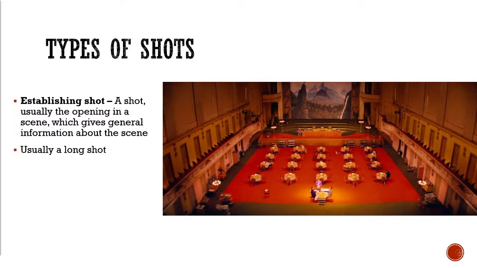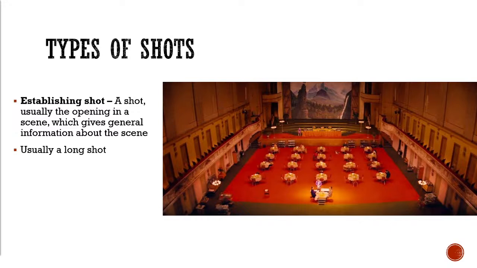And again, there are rules of this, but they're not all set in stone. But shots that are common and are sort of tropes include the establishing shot, which is a shot usually at the opening of a scene, which gives general information about the scene. So this is an establishing shot of two characters having dinner together in the movie The Grand Budapest Hotel, and it tells you a lot about the scene.